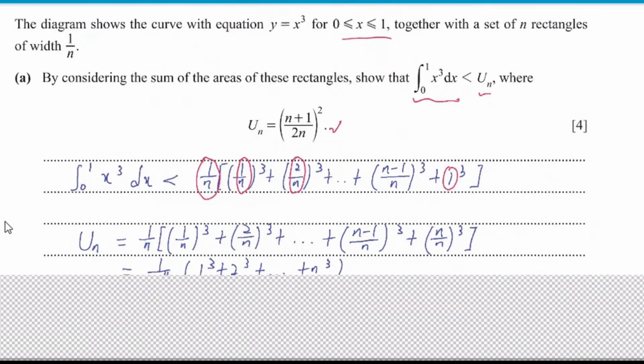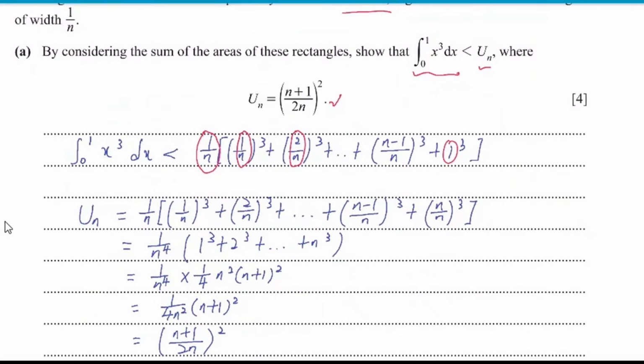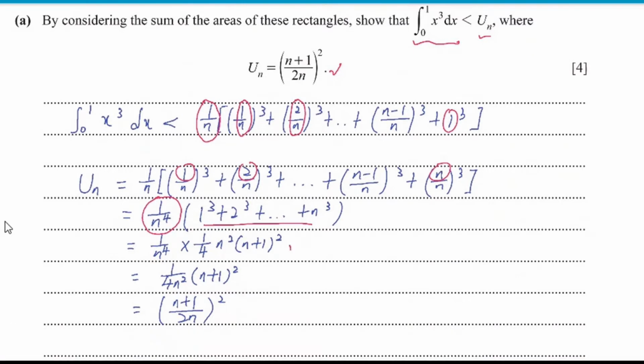So when we calculate the Un here, we factorize the 1 over n cubed out, to multiply with the 1 over n. So we get 1 over n to the power 4. Inside, what remains are 1 cubed, 2 cubed, and so on until n cubed. Basically, we just need to apply the sum of the cubes, from r equals 1 to n. After that, we do some cancelling and tidying up, and we should be able to obtain the expression which looks like this. So this is our upper bound.